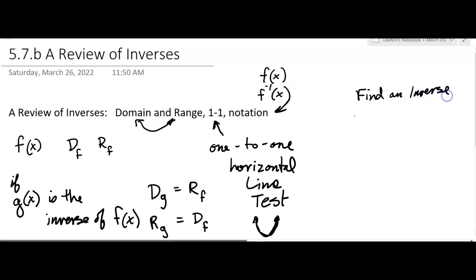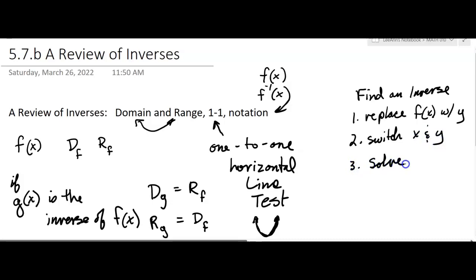I think we've done this before, but you replace f of x with y, switch x and y, solve for y, and then replace y with the inverse notation.